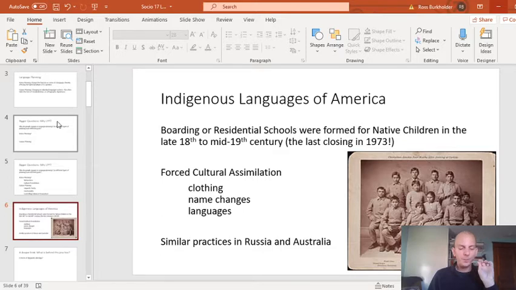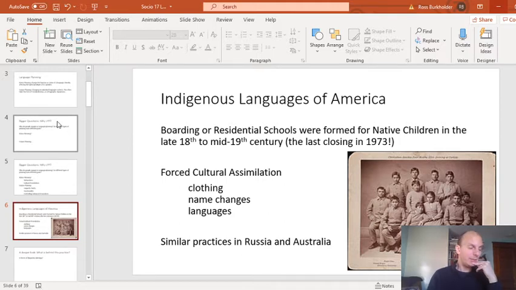And this was taking place from the 18th, I should say actually to the mid-20th century, although primarily from the 18th to the mid-19th century. The last one did close in 1973. We're going to take a look at what this practice entailed, and then we're going to come back to that date. And I hope you will share in my shocked face emoji reaction to that date of 1973.